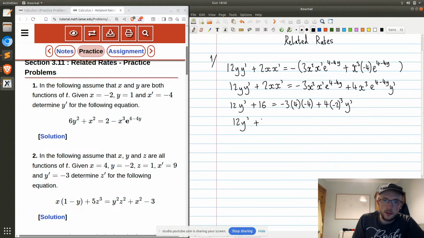I cannot stand the heat in here. So 1248. 4 times -8 is negative.